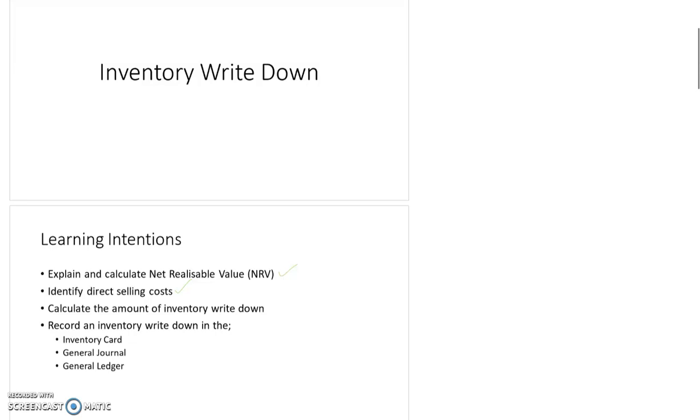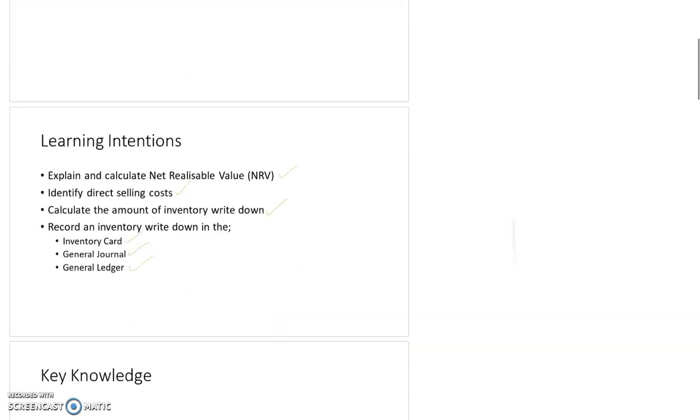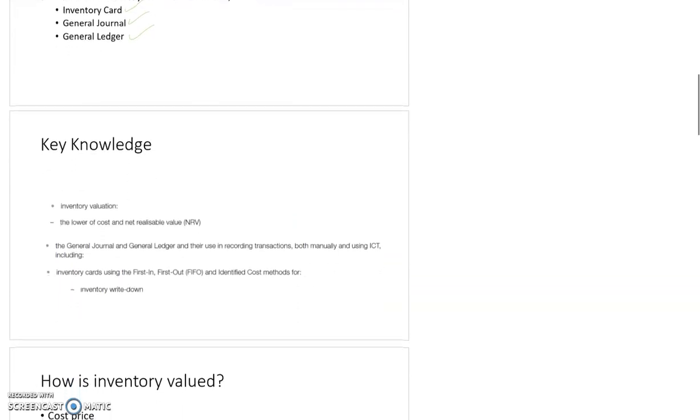Once you've found NRV, you'll be able to calculate, if applicable, the amount of an inventory write-down, and then record it in our inventory card general journal, and then post it to the general ledger. So this is the key knowledge from your study design that it links to. Inventory valuation is the lower of cost and NRV rule, and then posting an inventory write-down in the journal, ledger, and the inventory cards.